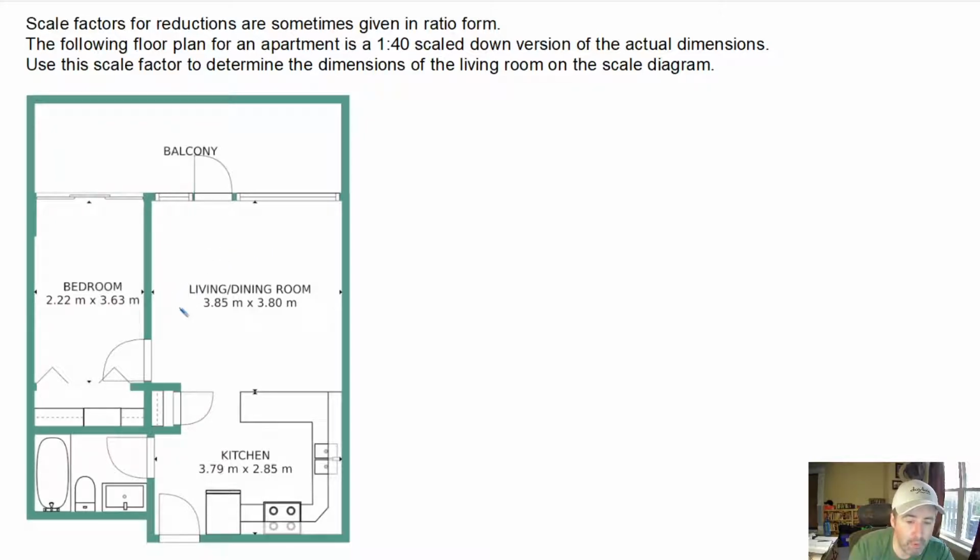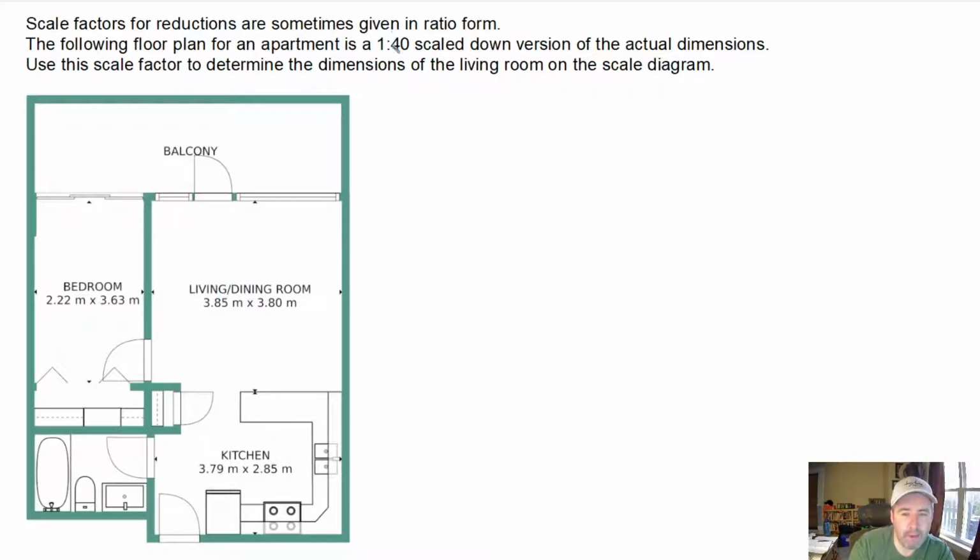Okay, so if we were going to scale up, if you measured on the diagram, you should be able to scale it up by multiplying by 40. In that case, we'd be thinking of the diagram as the original and the actual apartment as the scaled version. Okay, and that's not really accurate, right? The diagram is a scaled version of the apartment, so it's got to be smaller.